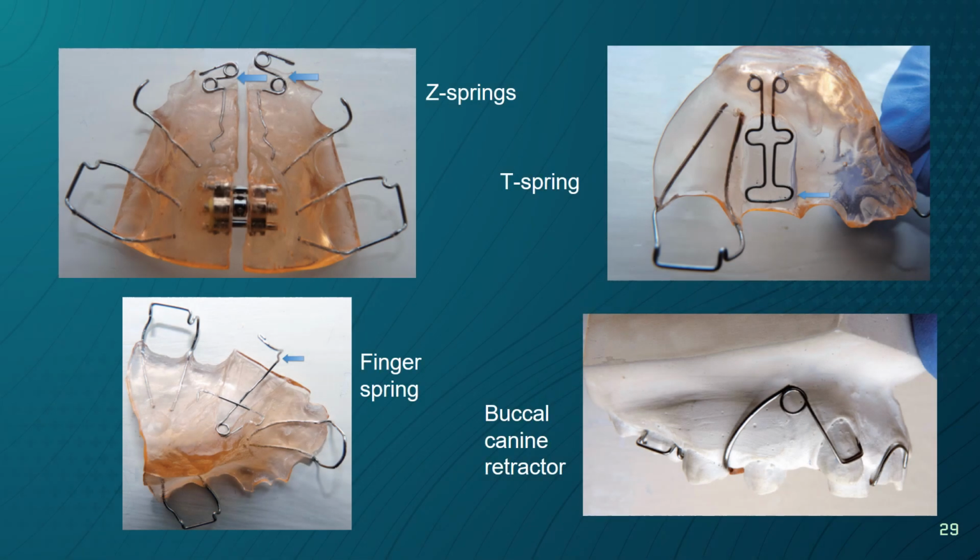Okay, these are diagrams showing what a Z spring is. Now this is a T spring. This is a finger or palatal spring, and this is a buccal canine retractor.